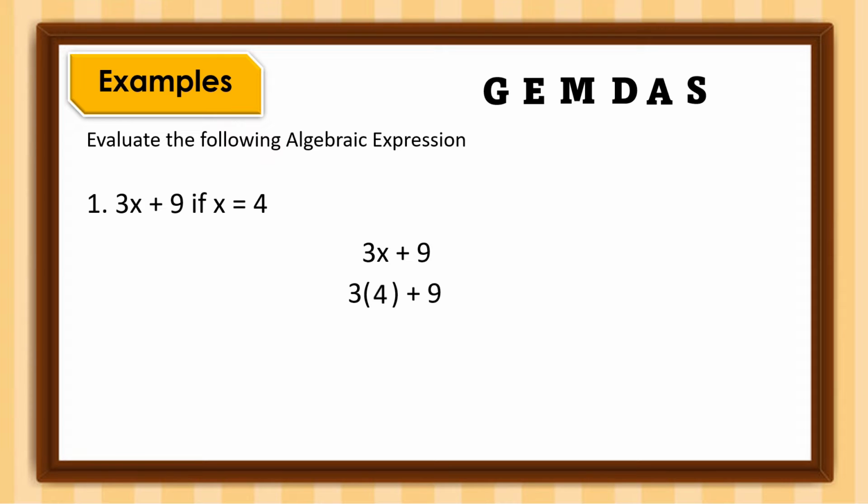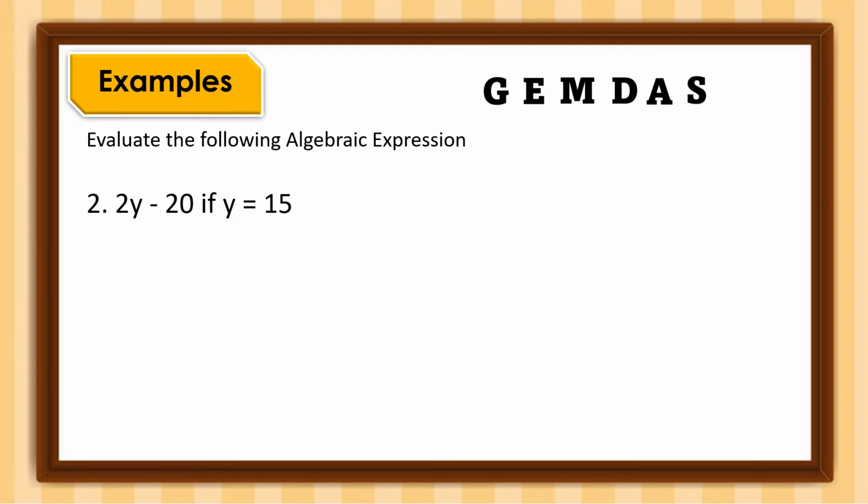So let us proceed to E, exponent. We don't see any exponent here. And then let us proceed to M or D. Multiplication comes first, wherein 3 times 4. What is 3 times 4? That is 12. So 12 plus 9. After multiplication, let us proceed to D, division. We didn't find any division here. And then let us proceed to addition or subtraction. Addition comes first, therefore we add 12 plus 9, that is 21. So 3x plus 9, if x is equal to 4, the answer is 21.